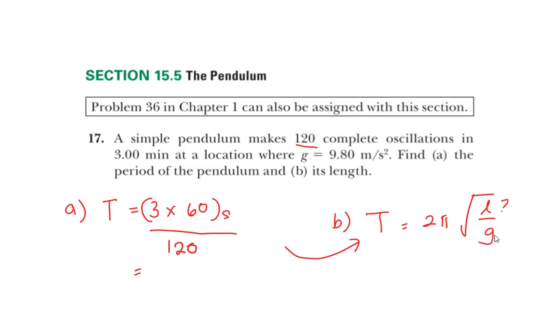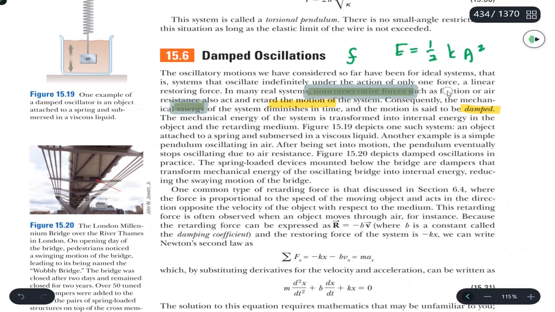Just to partially solve this, the g is 9.8 meter per second squared, and from here, please solve the value of the length. Okay, and unit is in meter. Alright, give it a try. Alright, 15.6. This is our last subtopic, which is damping.